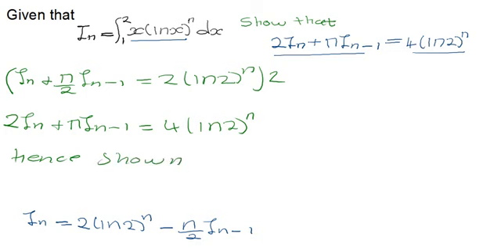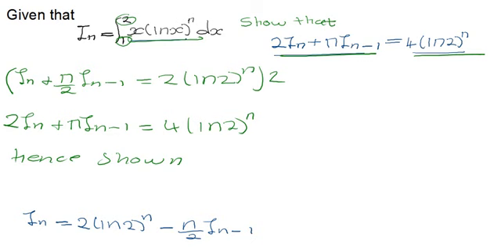And that's how you go about showing that what you have here is equal to that part. It's just a matter of using integration by parts on what we have here, and taking note of the limits that we have, which is from 1 to 2.